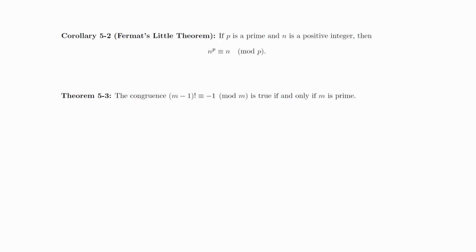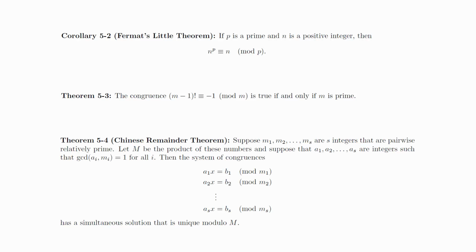Chapter 5 took a deeper dive into working with congruences. We reproved Fermat's Little Theorem and Wilson's Theorem using a more number-theoretic approach. We also proved the Chinese remainder theorem, which tells us when we can solve multiple congruences at the same time.